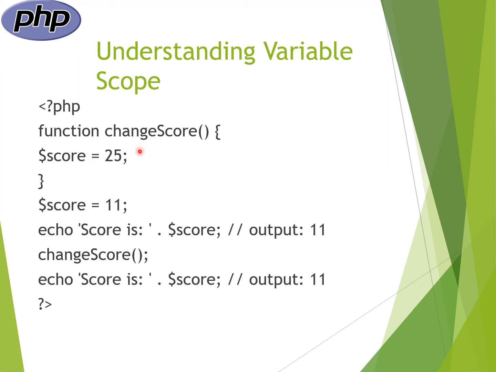If we display the value of score inside the function, then the value is 25. Outside the changeScore function, the value of score is 11, because there is a variable called score defined outside the changeScore function, so that value will be considered. Remember that the scope of a variable is limited to its block. That is termed the local scope of a variable.